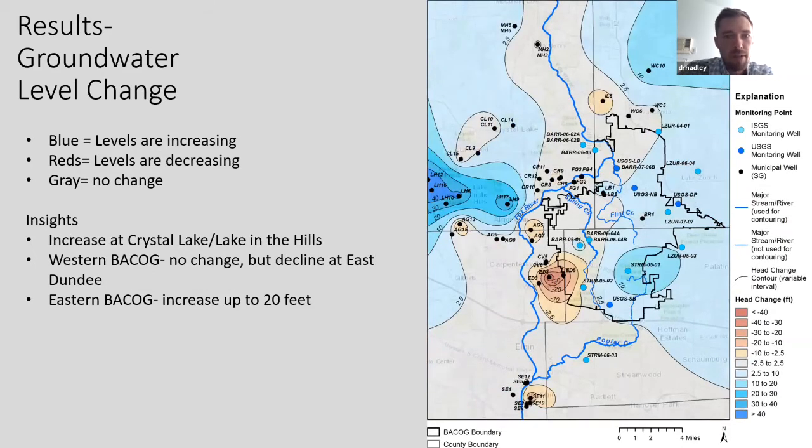So now we could do the same thing again, but this time we're going from 2017 to 2019. And this is when all the wells were measured under non-pumping conditions. And there's a pretty large increase in Lake in the Hills area. At some wells, there was over 40 feet of head change, so head increase.